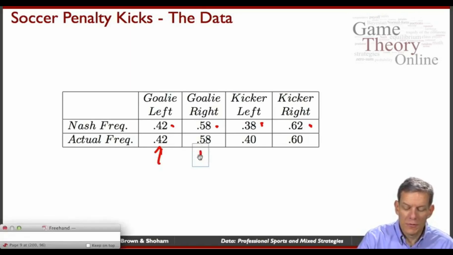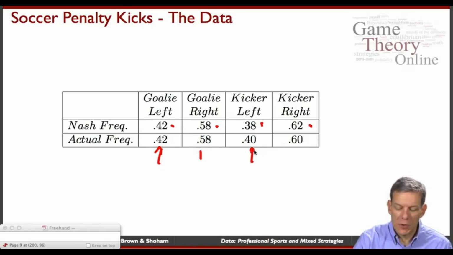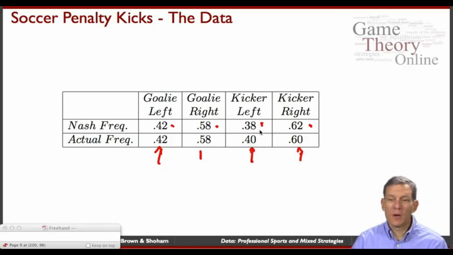Goalies, 42-58, right on the money. Kickers, 40-60, so very, very close to the 38-62. So in fact, when we see professional soccer players playing and we look at the payoffs they're getting, they're playing almost exactly the Nash equilibrium in terms of the mixed strategy. Or in this case, given this is a zero-sum game, this is the same as the max-min strategies.